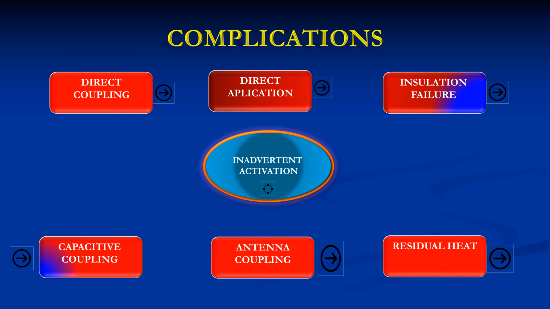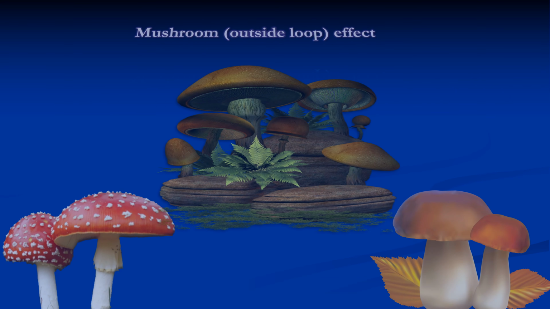Overview of complications. Mushroom effect or outside loop. As the grasped tissue desiccates and coagulates, its resistance increases, forcing the current to take a path of least impedance outside the jaw of the bipolar instrument. This can result in a collateral thermal injury to the nearby vital structures. So this is one of the complications of bipolar devices.